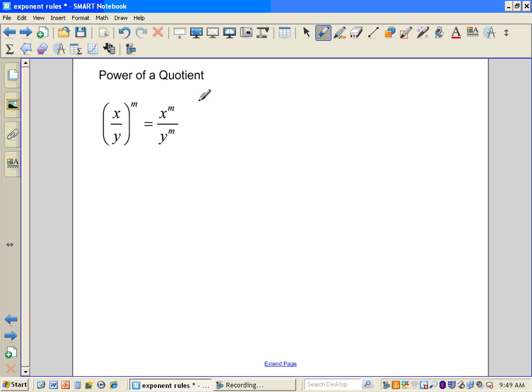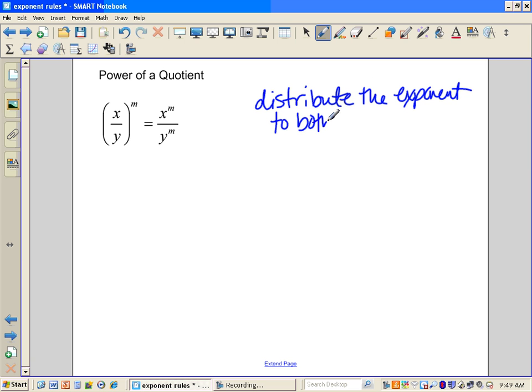Power of a quotient. Similar to the one we just did, if you're dividing inside parentheses and you have an exponent outside, you're still going to distribute the exponent to both terms. Okay, so the m is going to go to the x and to the y, like the example there.